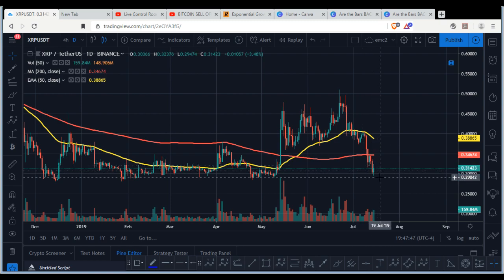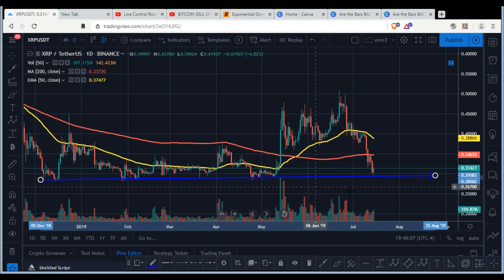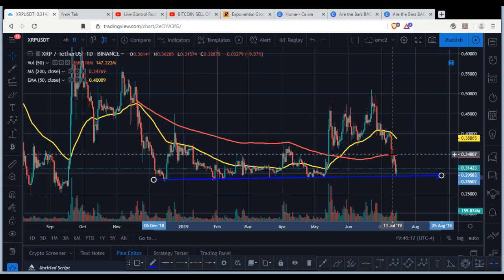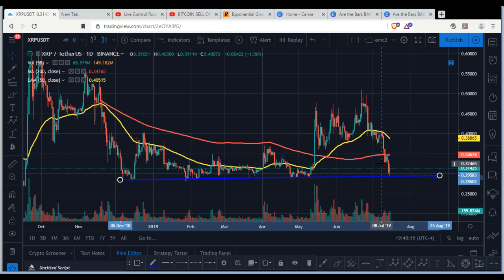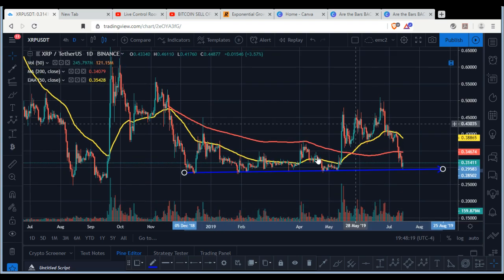If it tried to stay strong against BTC, but it just decided to drop. This level is very important. XRP is still holding strong around this area. Okay, that's the most important thing right now. It is holding strong.